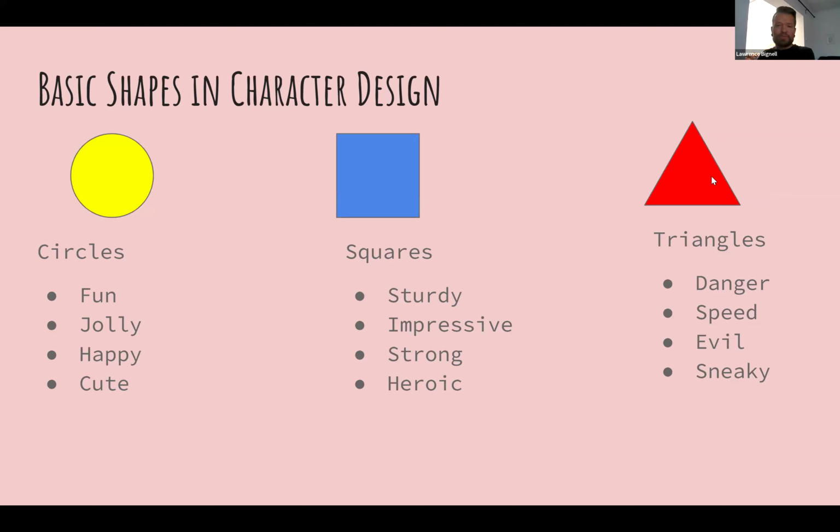The red triangle here, of course, red is excitement, but it's also danger. A lot of signage that refers to danger does use the color red. Speed, evil, sneaky. I know for speed, Sonic's blue, but he's got spikes. It's fine. So the signifier is the actual shape itself, and the signified is what they mean. And those are the words at the bottom.